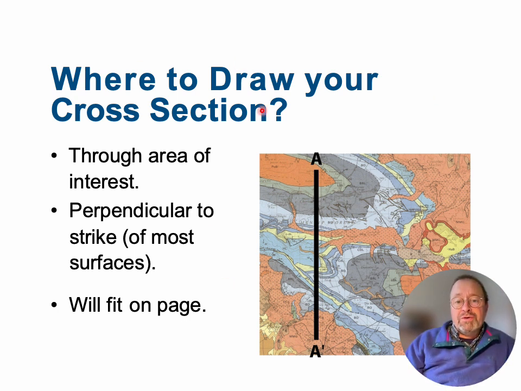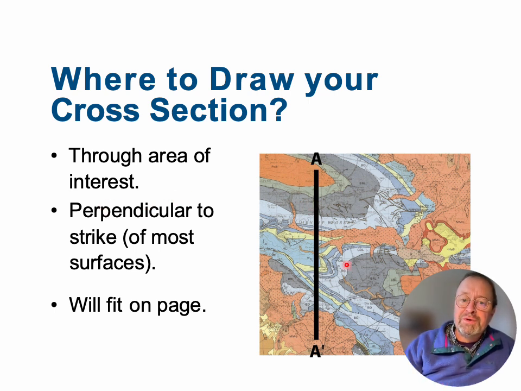Where you draw your cross section is sort of up to you. In this class, you might have to draw it where I ask you to. Usually people draw it through things of interest. So here, these are folds from southwest England, and the line A to A prime has been drawn across those folds, usually perpendicular to the strike of the fold, so that it will show the structure nicely. And of course we want to be able to fit the section on a single piece of paper.